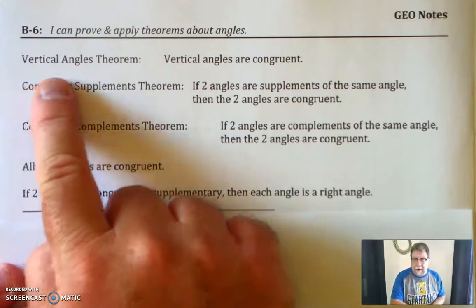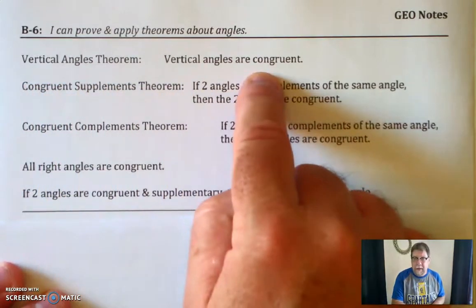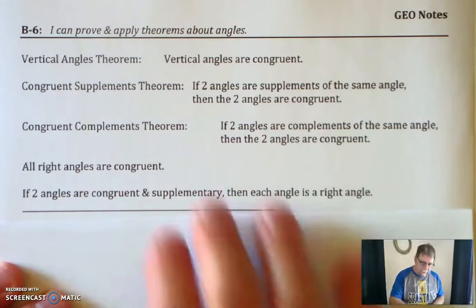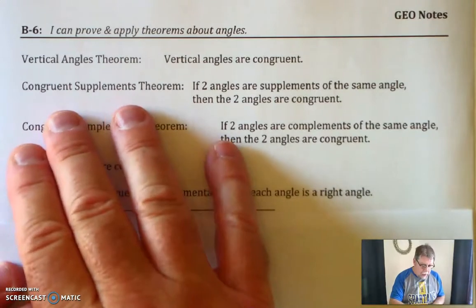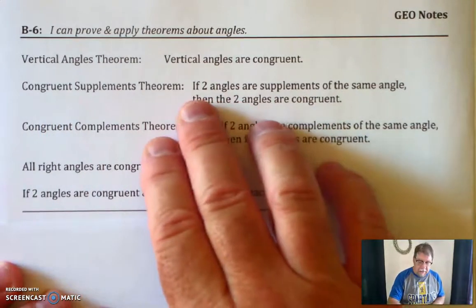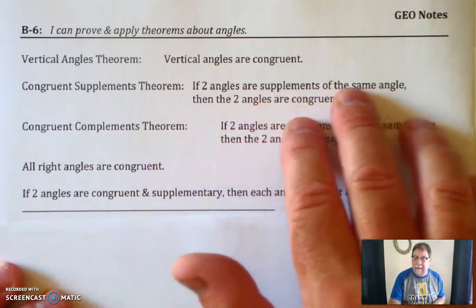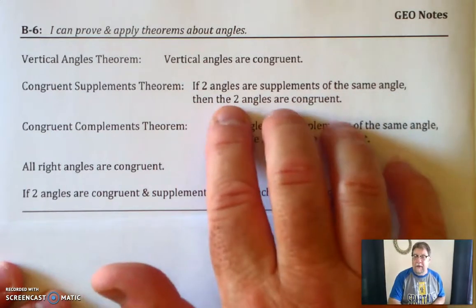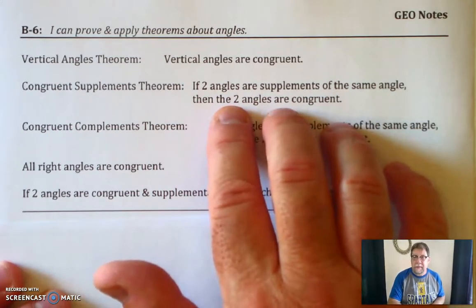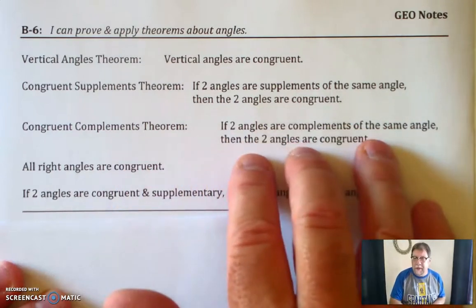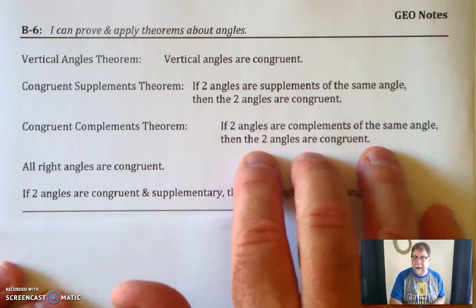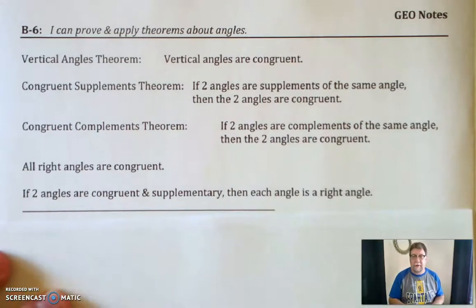So first of all, vertical angles are congruent. You can write as a reason, vertical angles are congruent. When you see two vertical angles, you know that the angles have to be congruent. You can write that down. The congruent supplements theorem says if two angles are supplements of the same angle, then the two angles are congruent. If two angles are complements of the same angle, then the two angles are congruent.